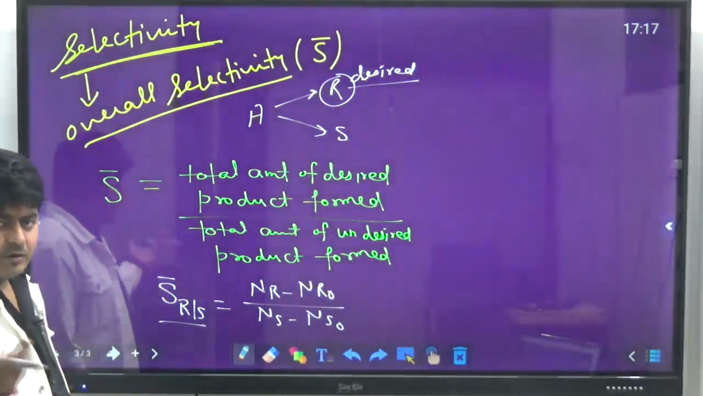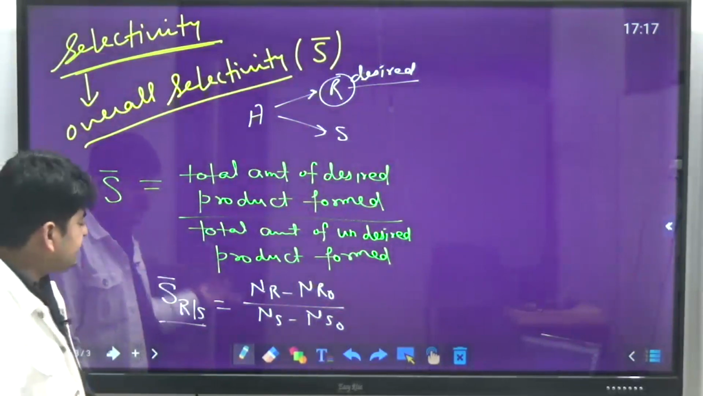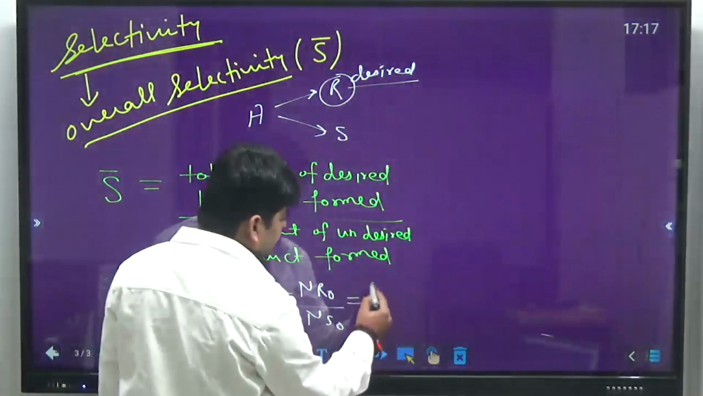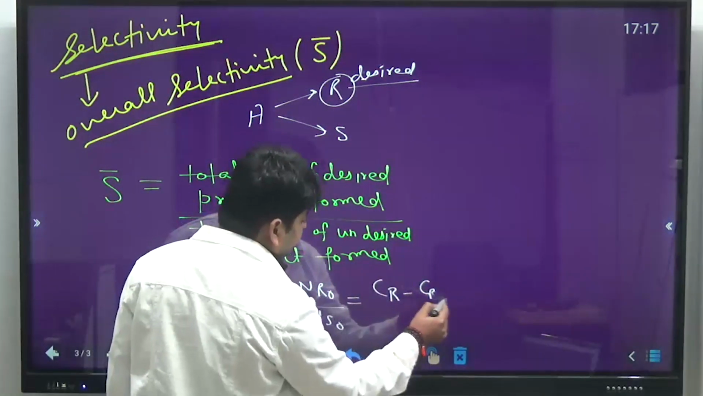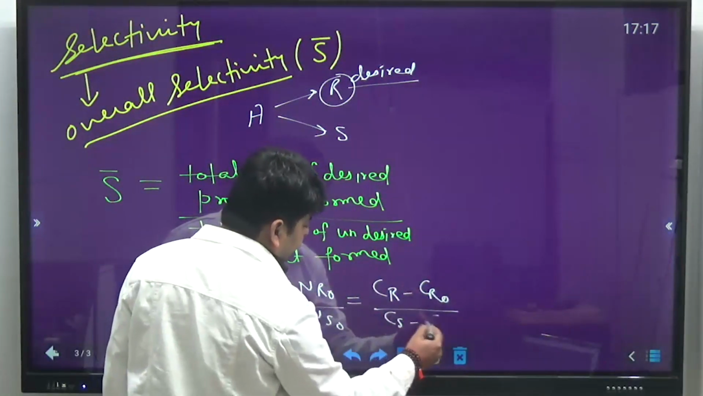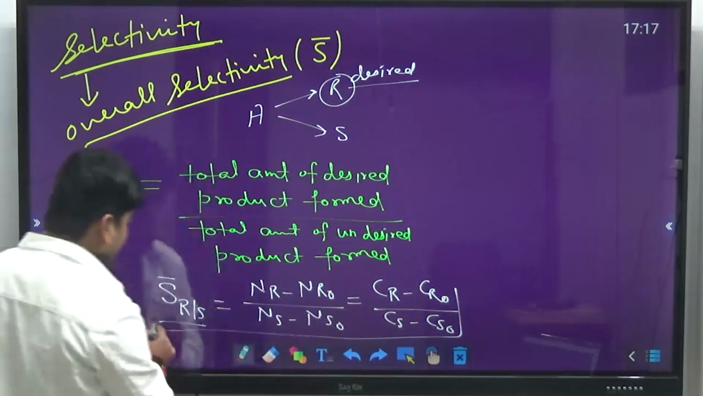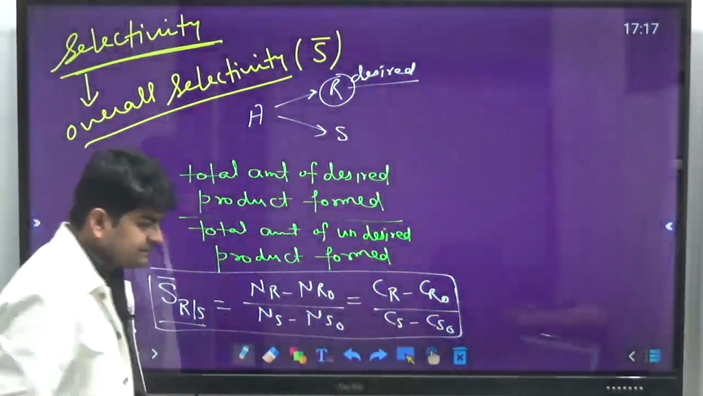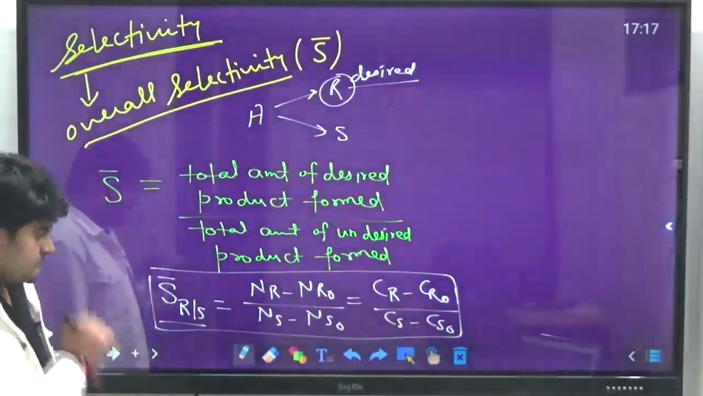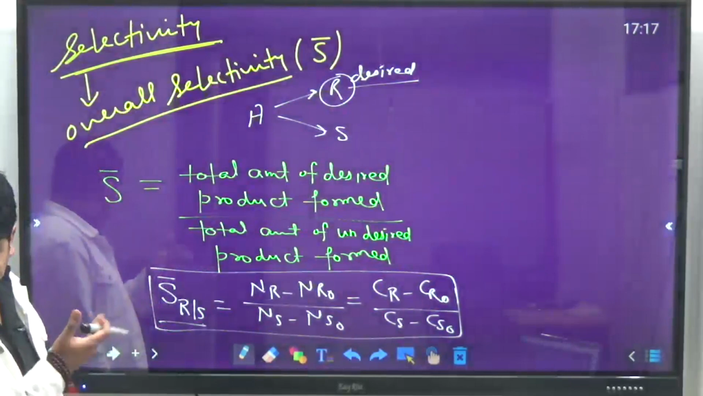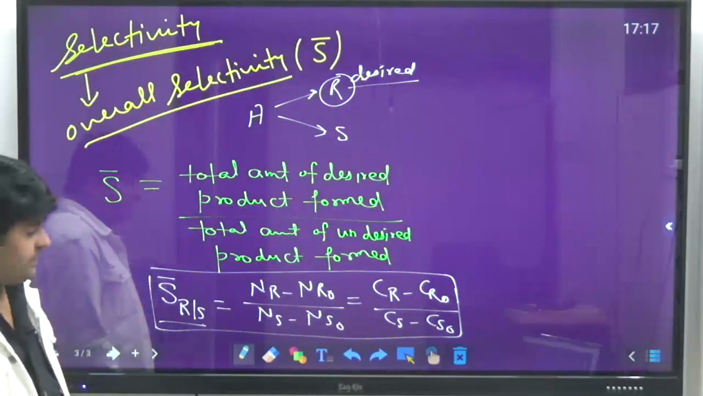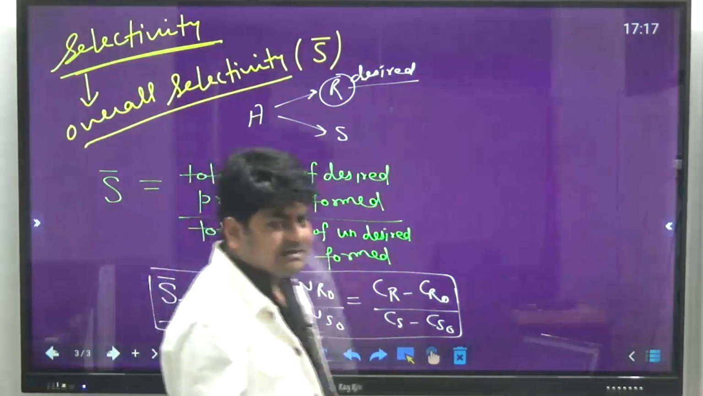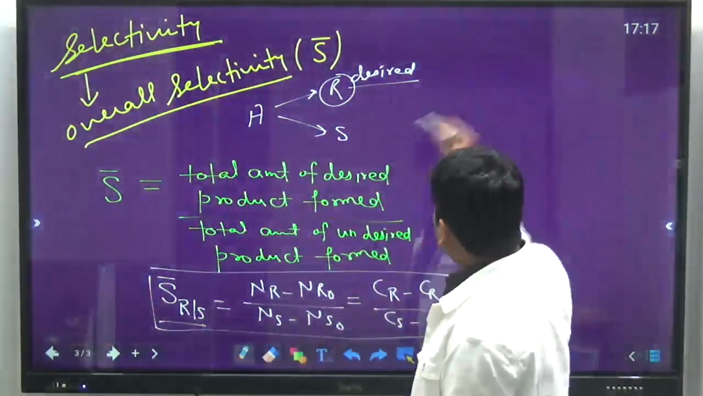And for a constant volume reaction system, we know that the volume of the reaction mixture at any time t will be the same as the initial volume. So if you multiply and divide by volume, you can also write this as Cr minus Cr naught over Cs minus Cs naught. That is for CVRS. That is the overall selectivity. But obviously with the help of overall selectivity, we cannot optimize the reaction.